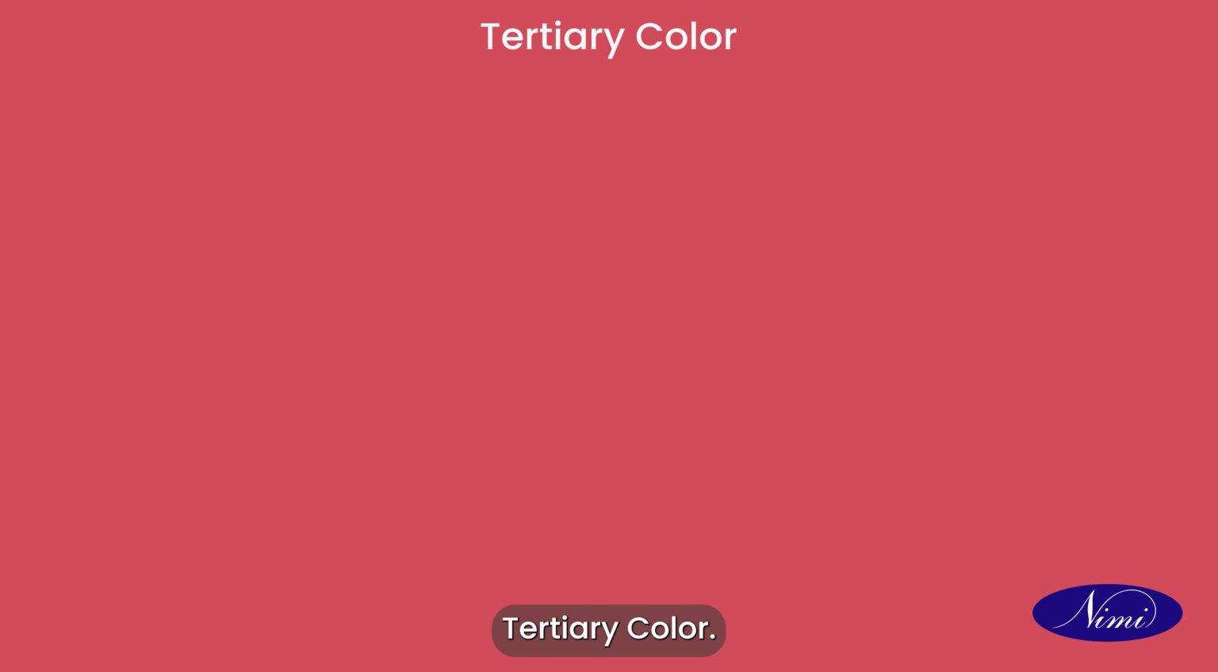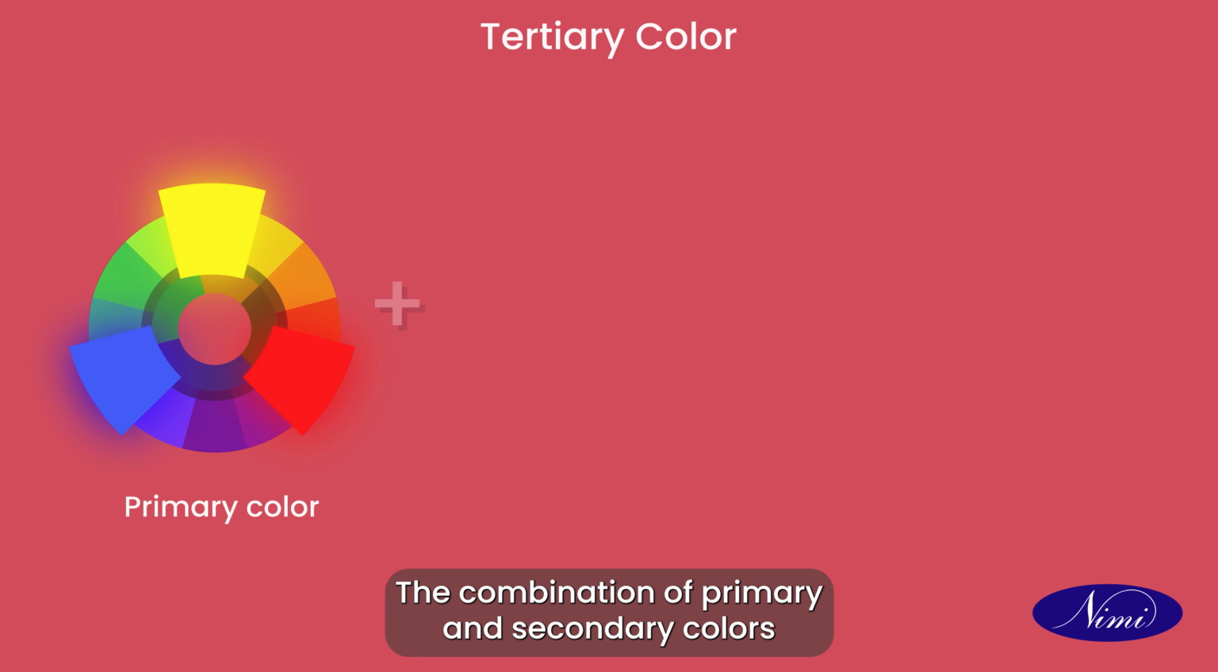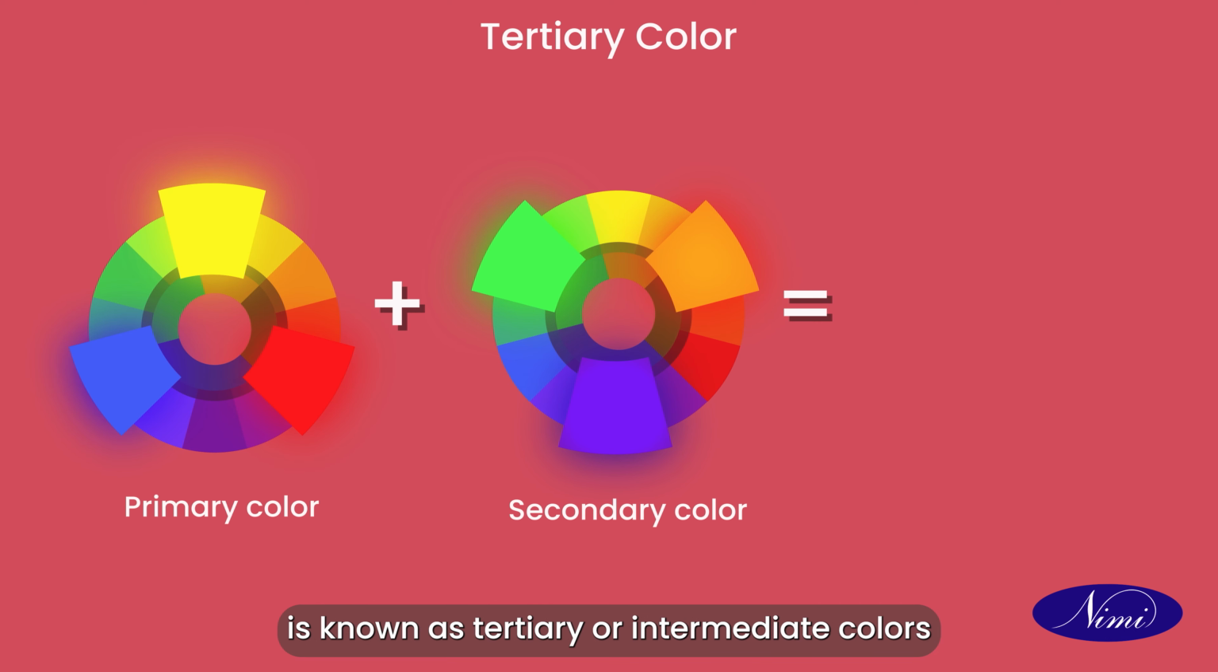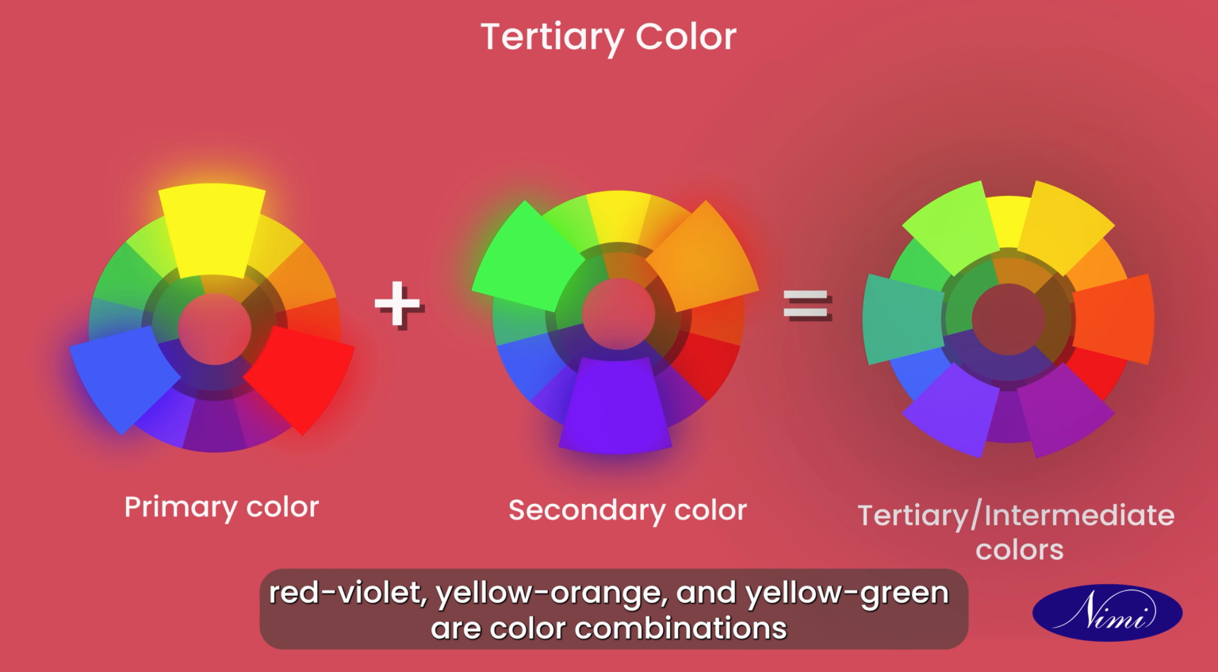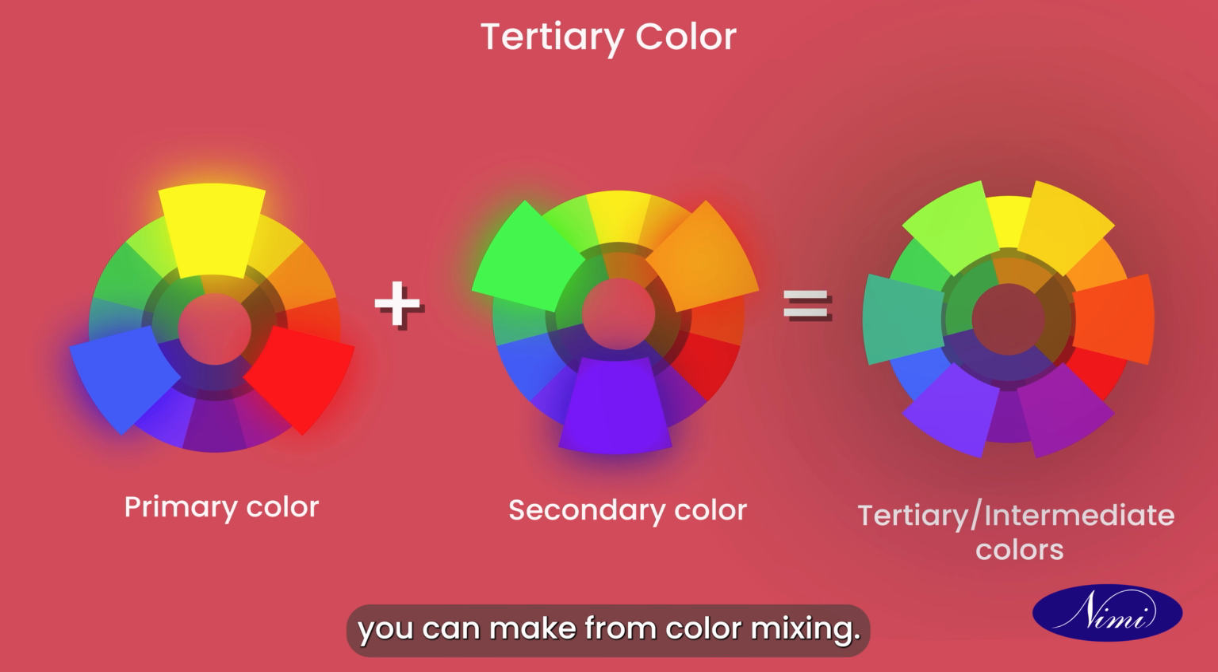Tertiary color. The combination of primary and secondary colors is known as tertiary or intermediate colors. Due to their compound nature, blue-green, blue-violet, red-orange, red-violet, yellow-orange, and yellow-green are color combinations you can make from color mixing.